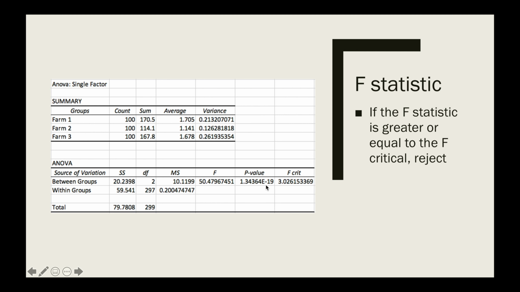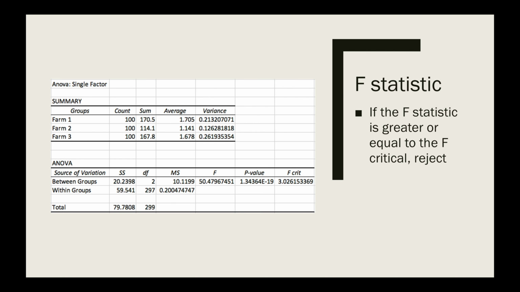So this e to the negative 19 means that there are 18 leading zeros, so 0, 0, 18 zeros, and then 1, 3, 4. That means that the p-value is much smaller than our assumed alpha of 0.05. So we also are going to reject using the p-value method.